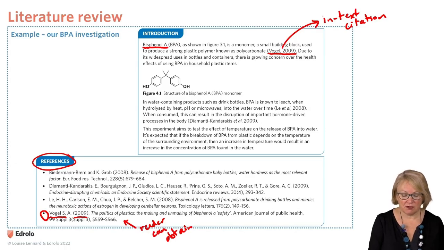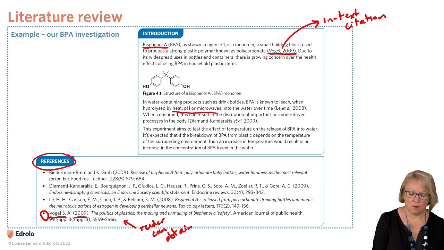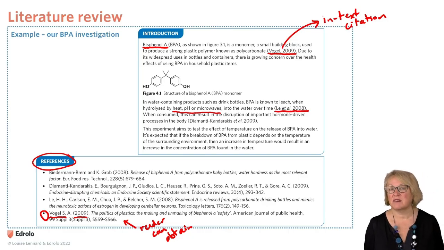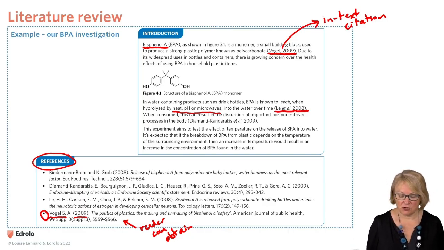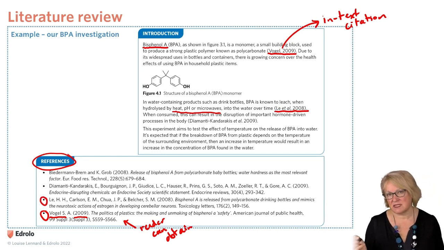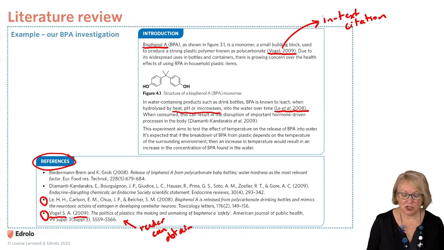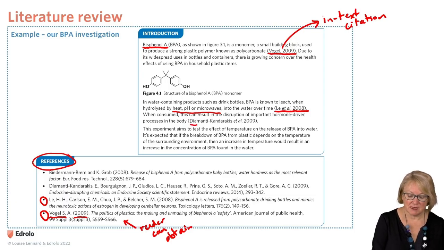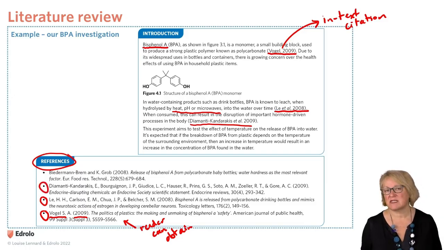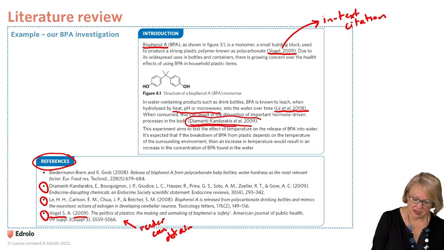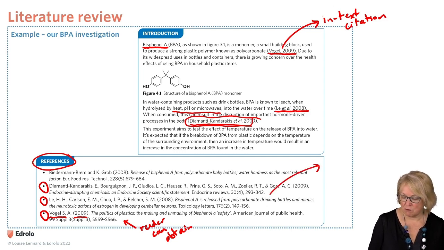Other parts of the literature review in our BPA investigation. In water-containing products such as drink bottles, BPA is known to leach when hydrolyzed by heat, pH, or microwaves. That was written by Lee and others in 2008. And once again, Lee is cited in the reference list so that the reader can actually pick up that paper and look for themselves. When consumed in the body, BPA can disrupt some important hormone-driven processes. And once again, an in-text citation that relates to the reference list so that the reader, if they want, can go and say, I want to learn more about this. I'm going to obtain this paper and read more about it myself.